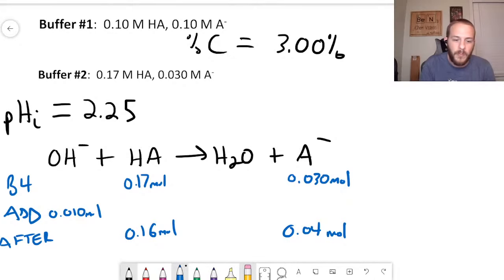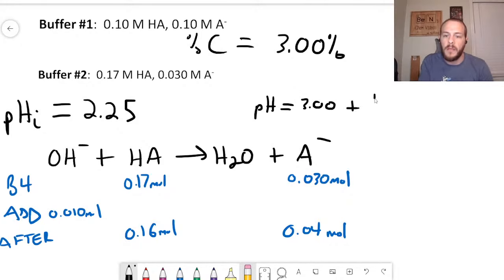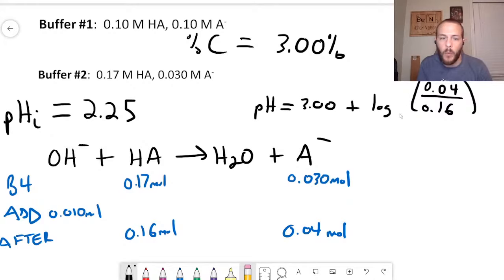Okay, so again, we're going to use the Henderson-Hasselbalch equation, right? So pH is equal to pKa plus log of base over acid. So pKa, that's 3.00, plus the logarithm of base over acid. Our base in this case is 0.04 moles, and our acid is 0.16 moles. So let's see what this gives us for our final pH. Again, if anybody wants to chime in with their answer, I am happy to compare yours against mine, because it's entirely possible that I miscalculated. It happens all the time. So what did I get?